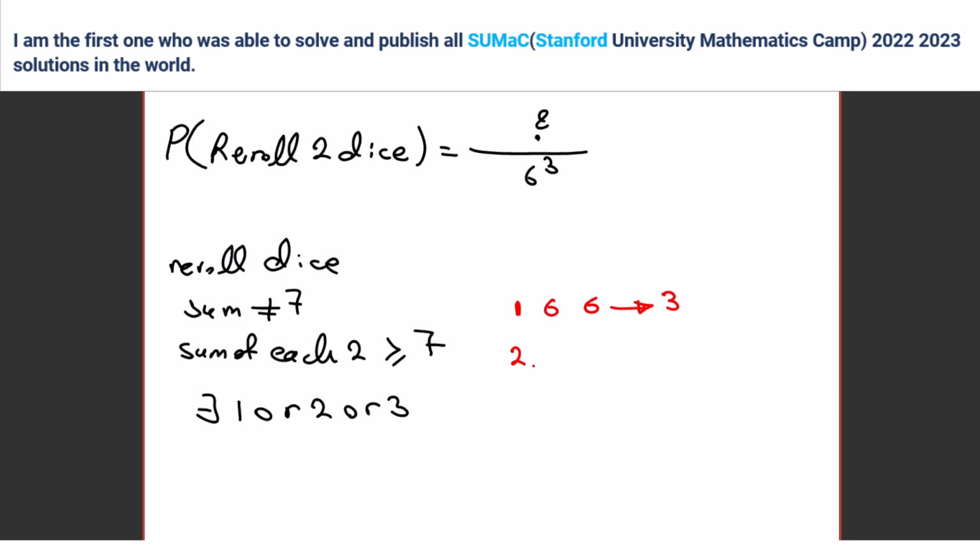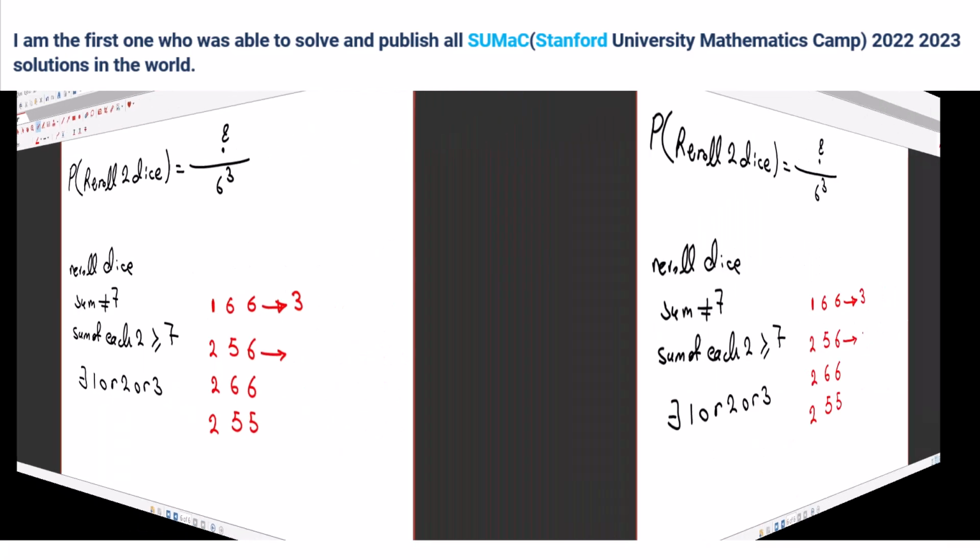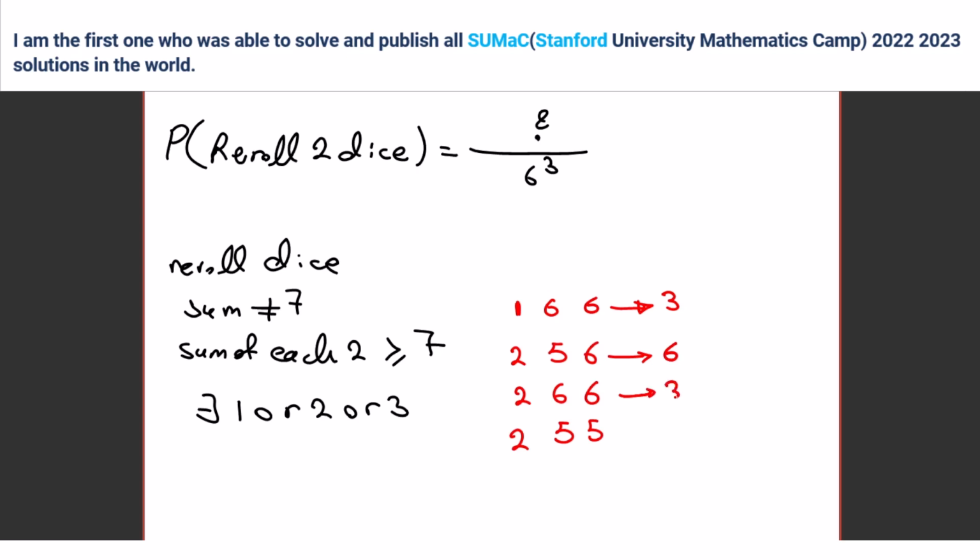Exactly. 2, 5, 6, 2, 6, 6, and one more case. 2, 5, 5. So here, how many cases? It's 6, 3, 3.